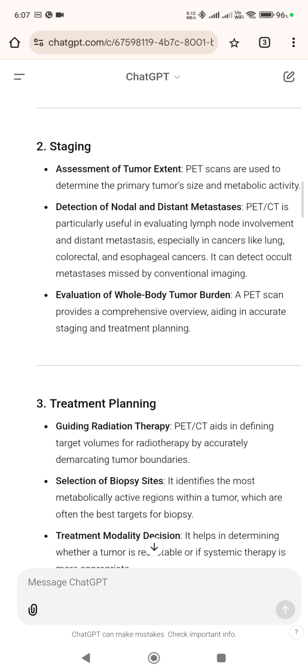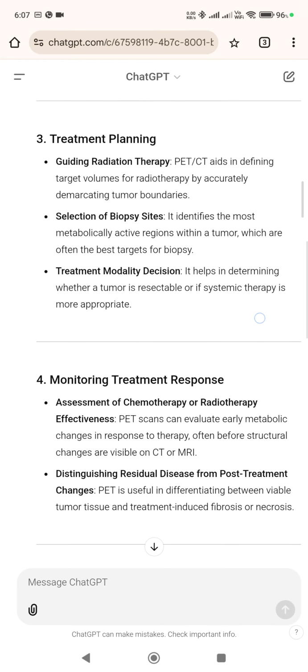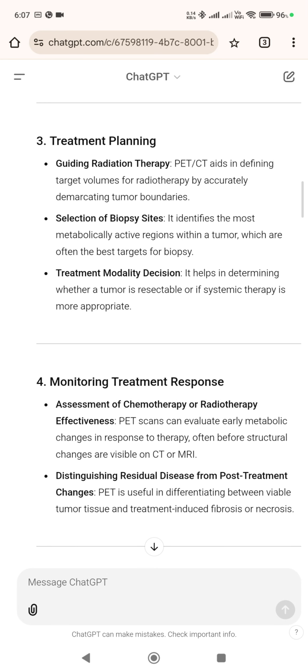3. Guiding radiation therapy. PET-CT aids in defining target volumes for radiotherapy by accurately demarcating tumor boundaries. Selection of biopsy sites. It identifies the most metabolically active regions within a tumor, which are often the best targets for biopsy. Treatment modality decision. It helps in determining whether a tumor is resectable or if systemic therapy is more appropriate.